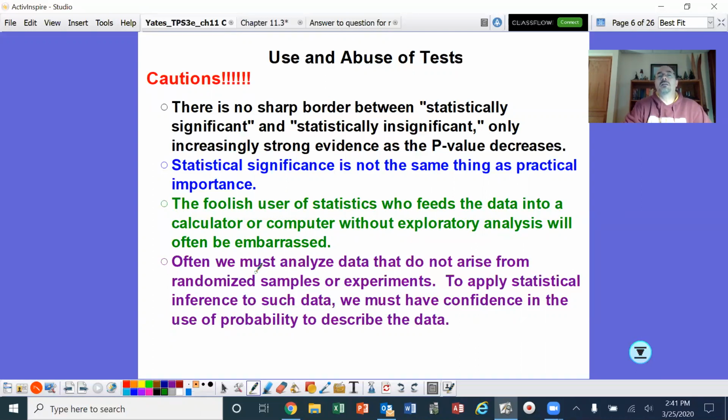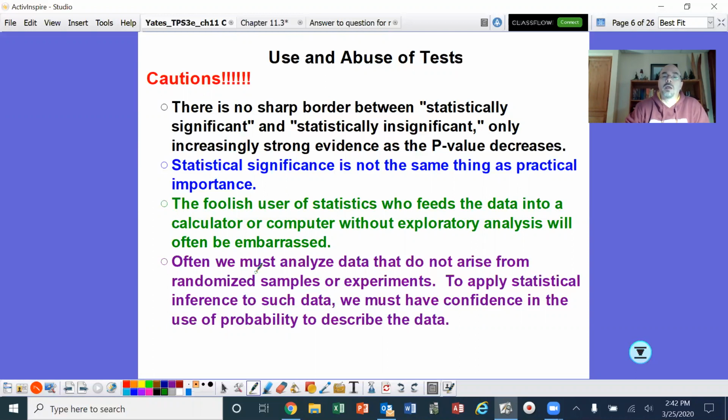Looking at the blue now. Statistically insignificant is not the same thing as practical importance. The green one: the foolish user of statistics who feeds the data into a calculator or computer without exploratory analysis will often be embarrassed.